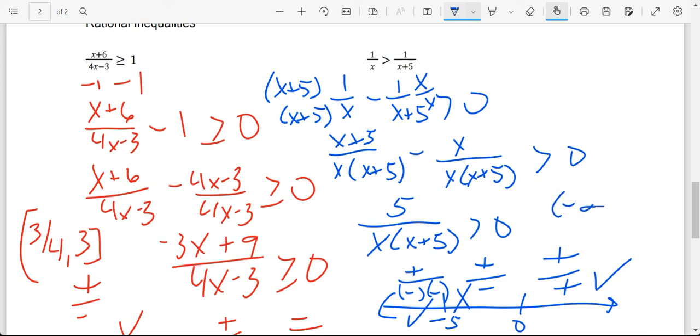So what's your solution? Your solution is going to be negative infinity to negative 5 with parentheses because it's not or equal to, and negative 5 makes the denominator 0. 0 makes the denominator 0, so that's not going to be included in our solution, to infinity.